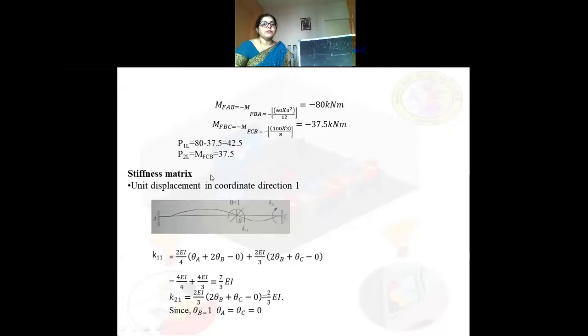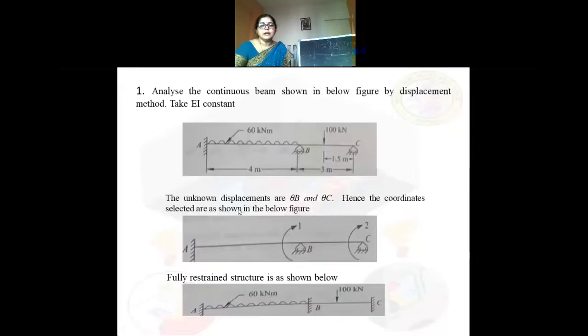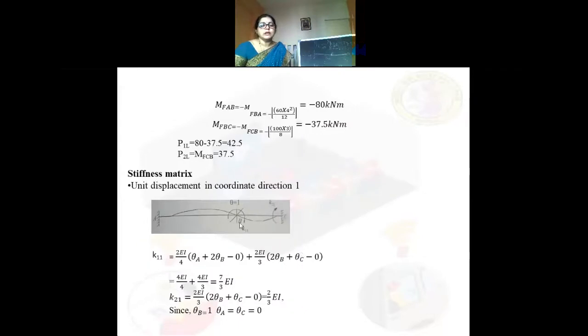Next, after finding out the forces in the restraint structure, what is it that you have to do next? You have to calculate the stiffness matrix. How do you calculate the stiffness matrix? Where the restraint structure was there. For example, here you have made the structure restrained at support B, right? So now you have to remove that restraint and allow the displacement. How much displacement? 1 mm or 1 centimeter, 1 meter of displacement is allowed here. Here the displacement is rotation. So 1 degree of rotation or 1 radian of rotation is allowed here.